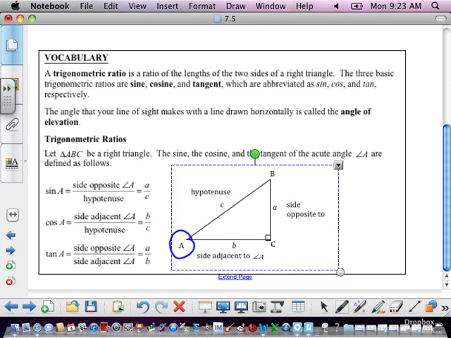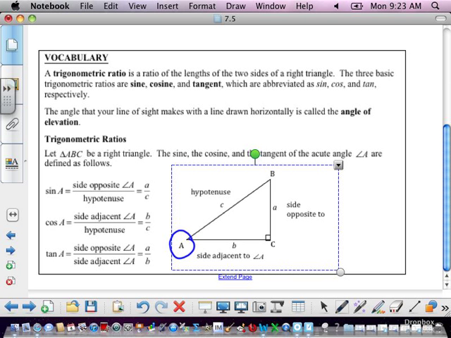Okay, so these are the ratios. The sine of A is opposite over hypotenuse. So it's the side opposite over hypotenuse. Cosine is the side adjacent over hypotenuse. And then finally, tangent is opposite over adjacent. Okay? And it depends which angle we're looking at, right? Okay. Questions so far?